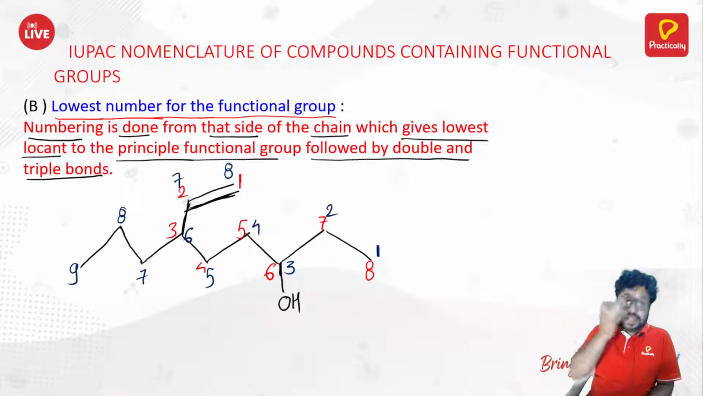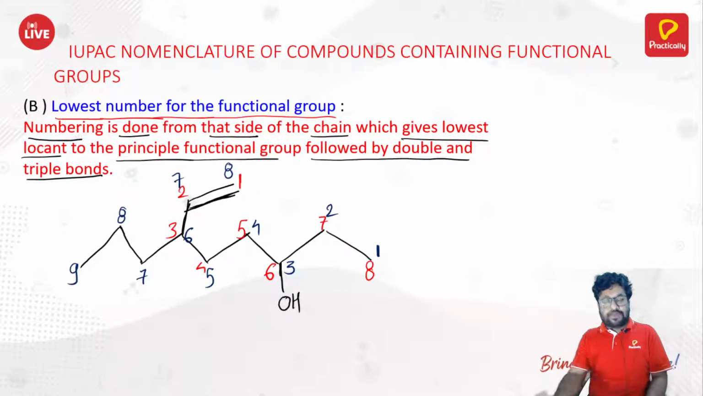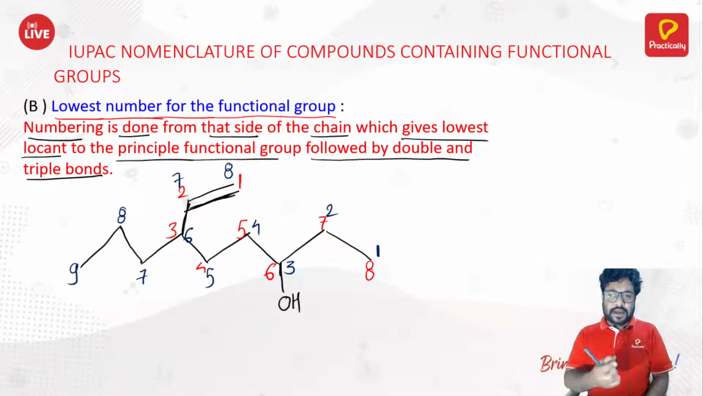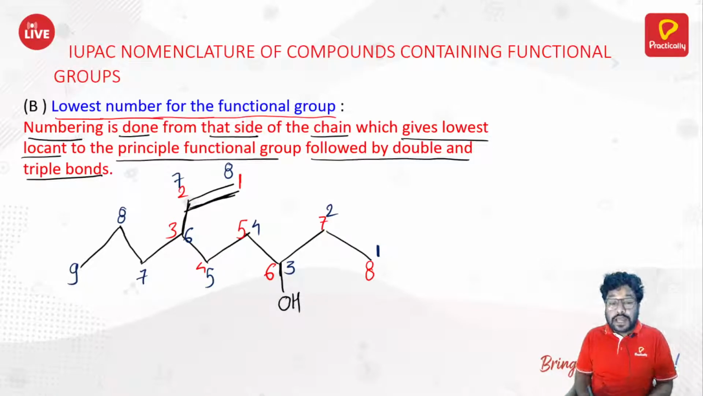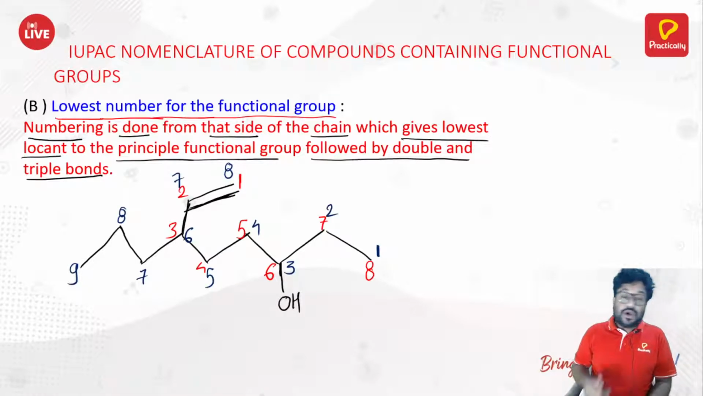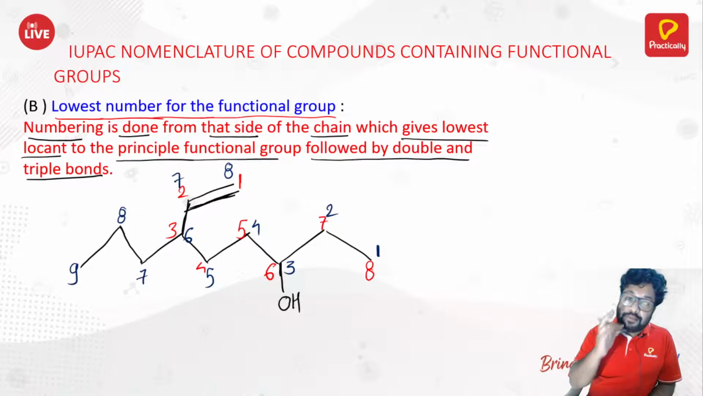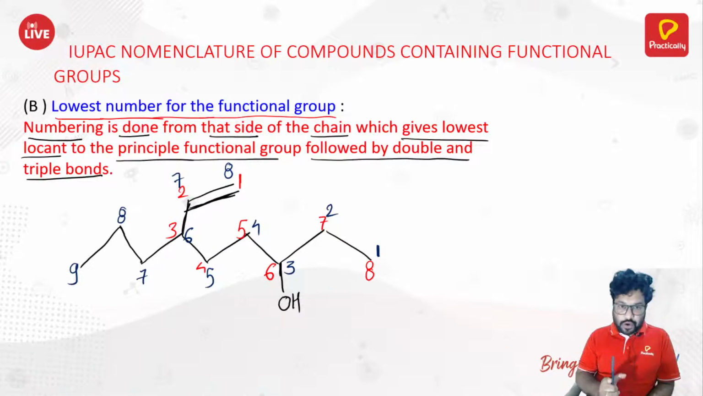Firstly, you need to consider the principal functional group. What is the principal functional group here? If you consider the double bond as a functional group, then you might say there are two functional groups here: the double bond and the hydroxyl group, alcohol. Always remember, whenever you have a double bond and a functional group, you should give priority to the functional group and then to the double or triple bond. So by that logic, OH having the lowest possible number is the first condition that we need to follow.